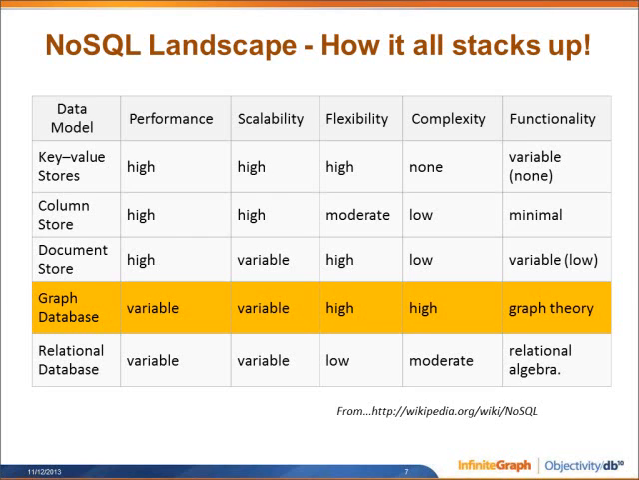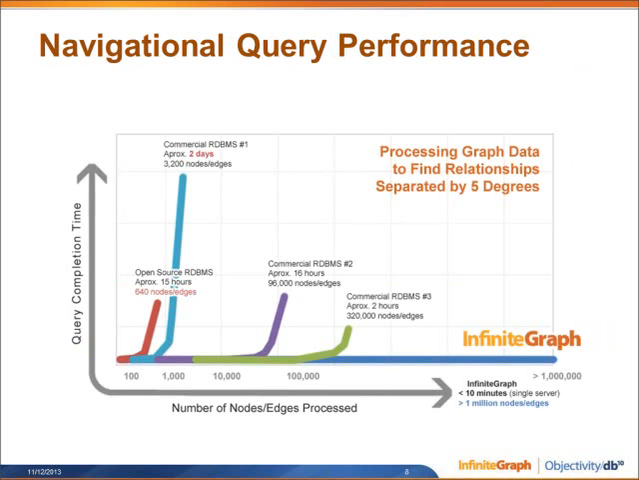So the variability of performance and scalability can be ambiguous because you're buying into the data model and these factors to get the graph application. But you are kind of questioning whether or not it's going to scale, questioning whether it's going to perform for your application.